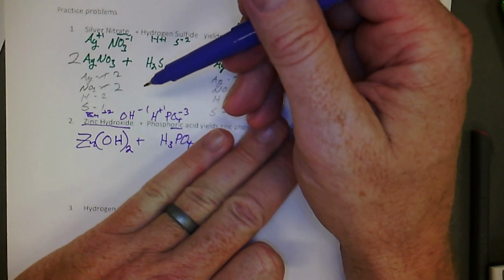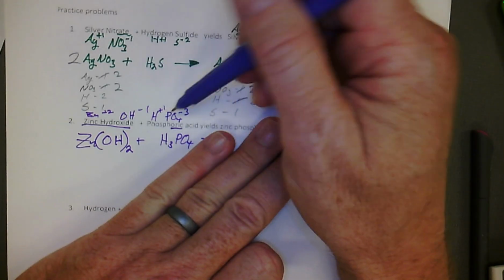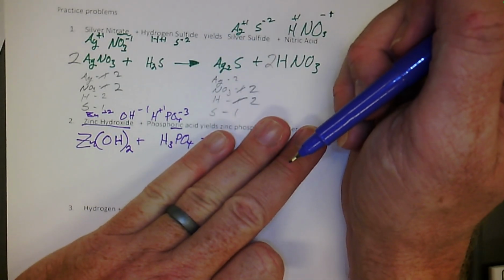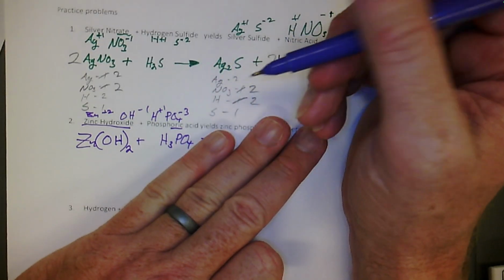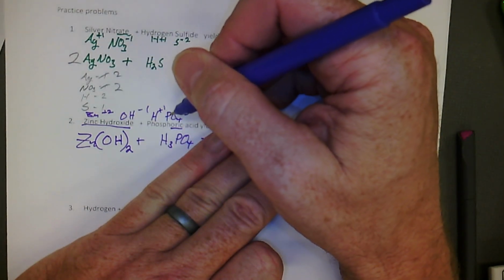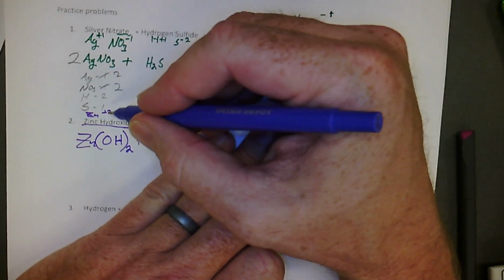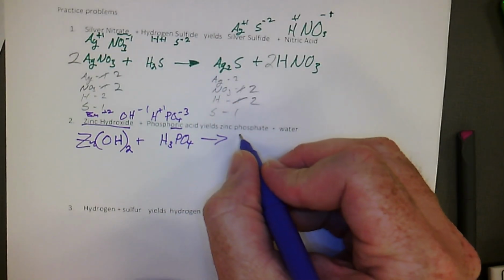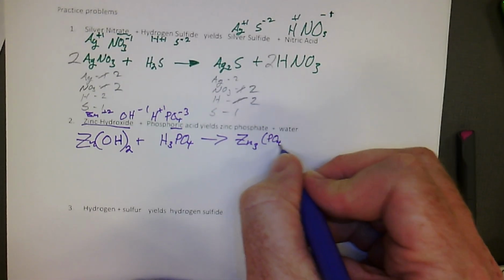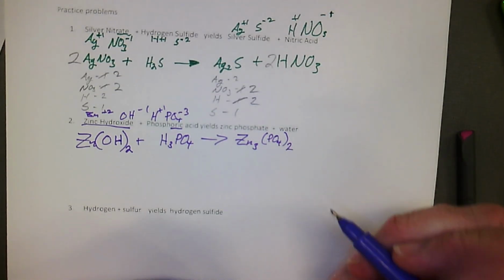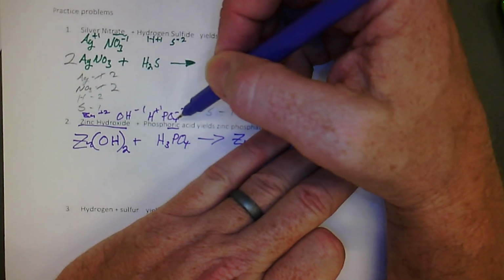Right. Okay, so +2. If it's switching, can it go with H or PO4? Which one can it go with? PO4, right? Because it's positive, PO4 is negative. What do 2 and 3 both go into? 6. How many zincs do I need to make 6? Zn3. And then how many PO4s do I need to make 6? PO4, 2.